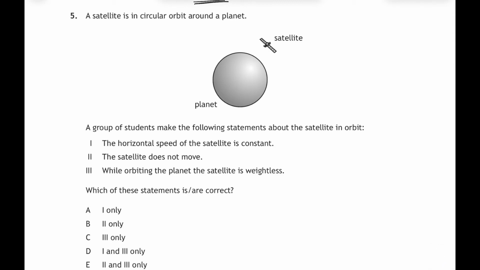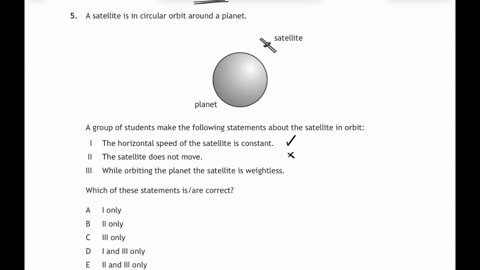A satellite is in circular orbit around a planet, and a group of students make the following statements about the satellite in orbit. So statement 1. The horizontal speed of the satellite is constant. By horizontal, I think they mean parallel to the surface of the Earth, in which case that statement is correct. And statement 2, the satellite doesn't move. Well, yes it does, it's orbiting the planet, so it's always moving, so that one's wrong. Statement 2 is incorrect. And then statement 3, while orbiting the planet, the satellite is weightless.